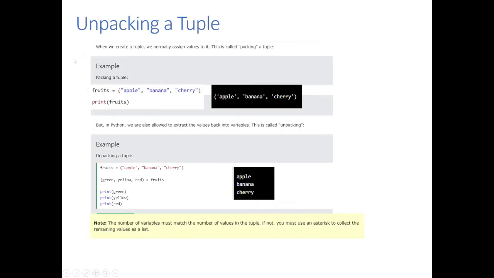Unpacking a tuple. When we create a tuple, we normally assign values to it. This is called packing a tuple. So packing a tuple, fruits equals apple, banana, cherry. So that's packing a tuple. So we print fruits, we have apple, banana, and cherry.